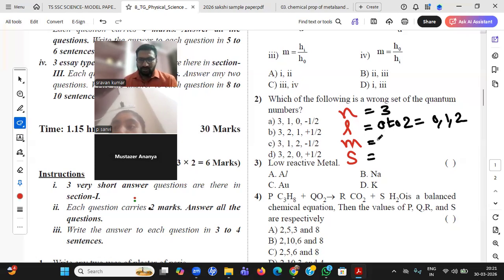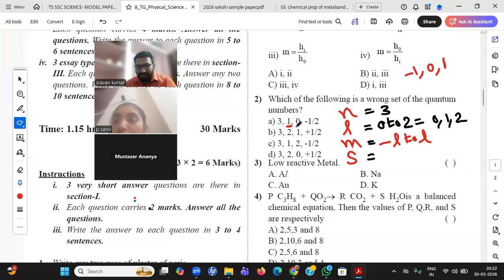Sanvi, what is magnetic quantum number? Magnetic quantum number is nothing but minus L to L. The formula is minus L to L. What does that mean, student? If he is taking L equal to 1, the value can be minus 1, 0, 1. You see, magnetic quantum number 0. So this is the right answer. If minus L to plus L, right?